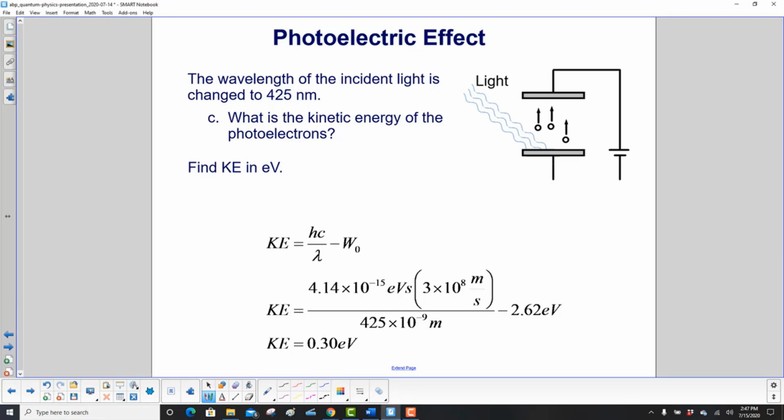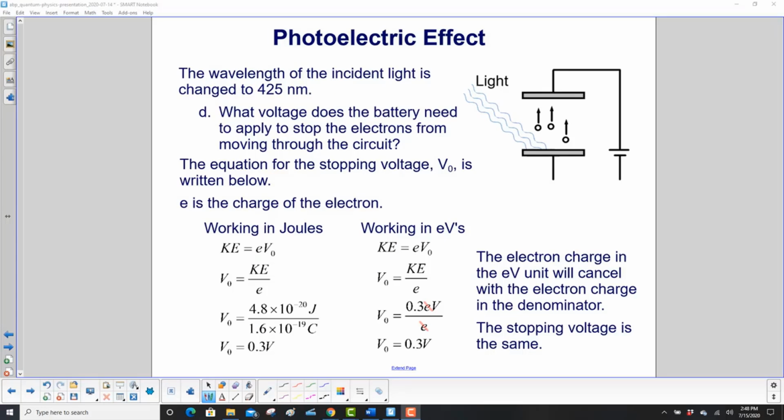Now find the kinetic energy in electron volts. So what's different? Planck's constant in eV seconds, and the work function in eV, same type of math, and we get the kinetic energy is 0.30 electron volts.